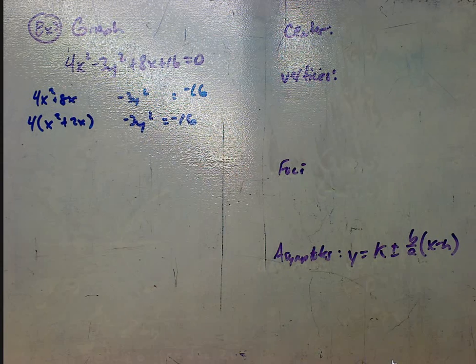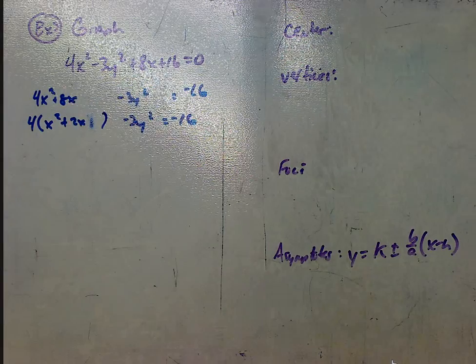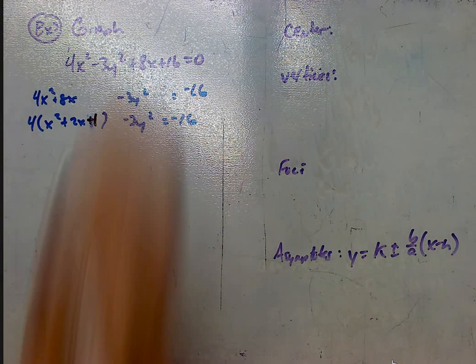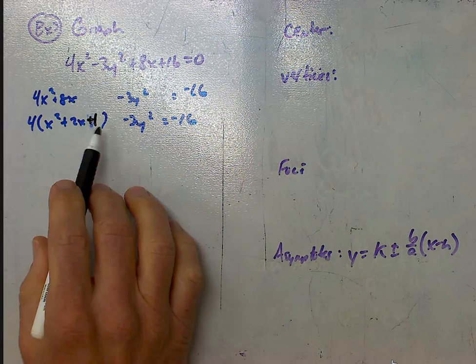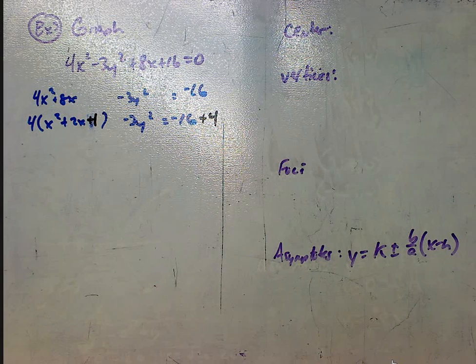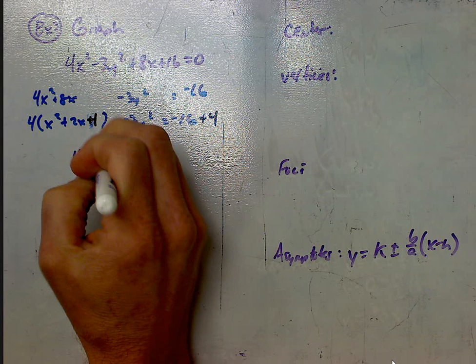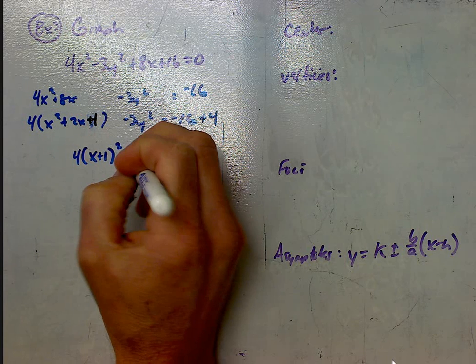Complete the square for the x. So 2 divided by 2 is 1. Quantity squared is also 1. So put plus 1 there. It's a net effect of plus 4, so I'm going to add 4 over to the right. Factor it. 4 times x plus 1 quantity squared minus 3y squared equals negative 12.